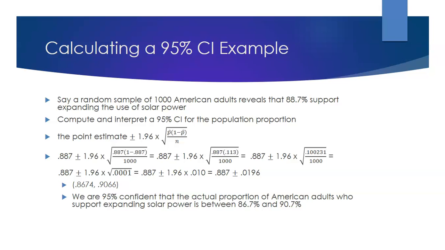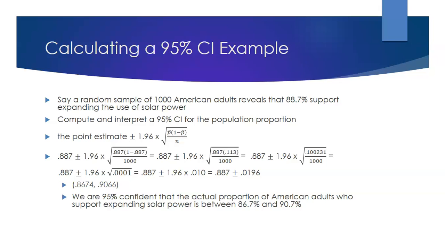So we're calculating a 95% confidence interval for this particular scenario. We have our formula listed here, the point estimate, which again is the sample proportion, so that's p hat, plus and minus 1.96 times our standard error formula. Remember, the 1.96 is being used because we're calculating a 95% confidence interval. So 1.96 is always used for a 95% confidence interval. So we plugged in our information. The point estimate is 0.887, that's p hat, plus and minus 1.96 times our standard error.